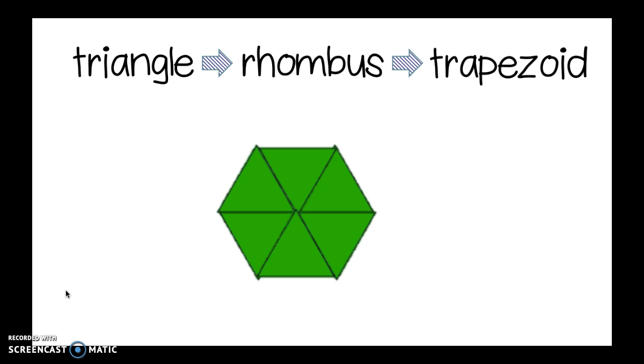1, 2, 3, 4, 5, 6. Friend, do you remember which shape has 6 sides? All right, if you don't, just press pause. Go look at the anchor chart and come back when you know. All right, what is it? Yeah, a 6-sided shape is called a hexagon.